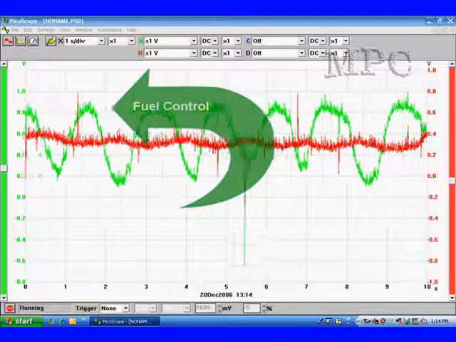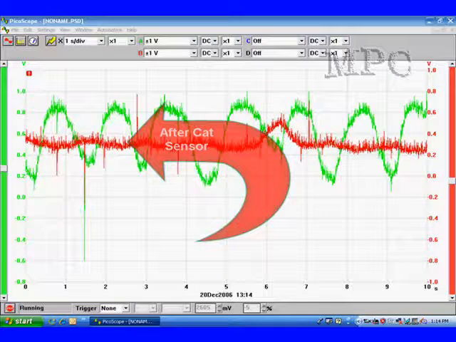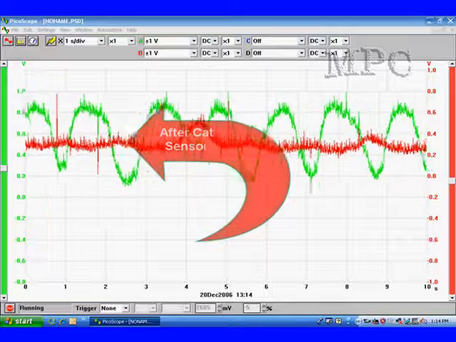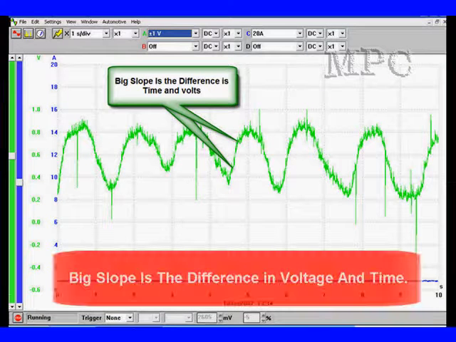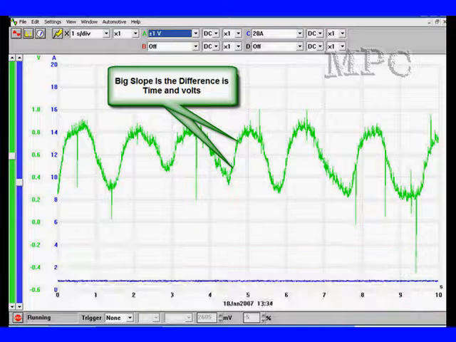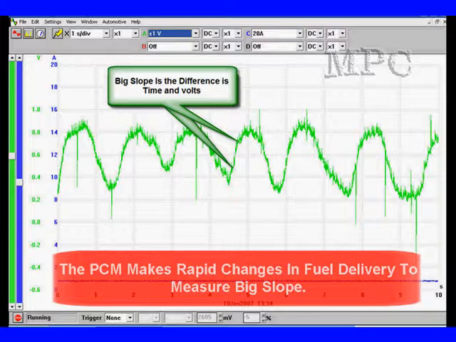Notice that the green arrow is pointing toward the fuel control and the red arrow is pointing toward the after catalyst. Now the first thing we're going to do is to stop this pattern and study it in some detail. The big slope measurement is the difference in time and voltage, like the 2 points you see up there where we're pointing to. Sensor response time is being measured by the big slope, and the PCM is going to do a very specialized test. It's going to do a rapid change in fuel delivery in order to make this measurement.